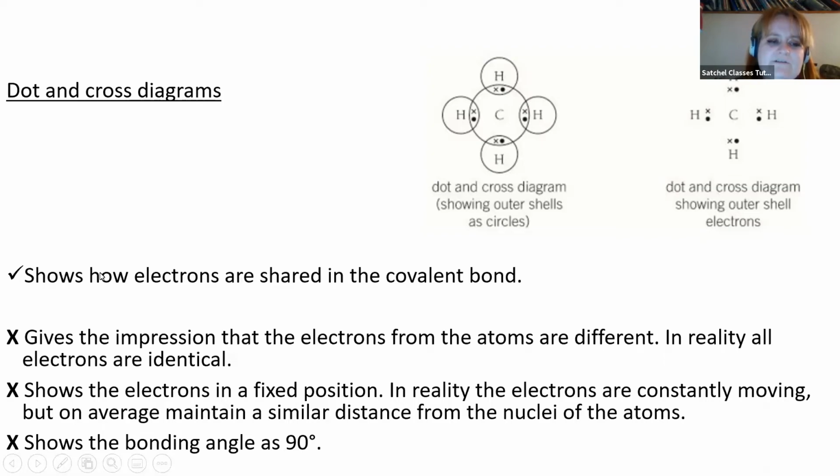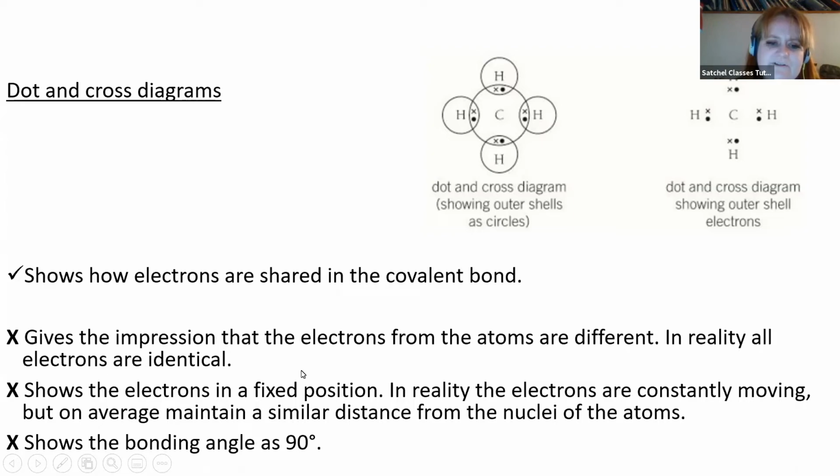A good advantage is that it shows how electrons are shared in the covalent bond. A drawback is that it gives the impression that the electrons from the atoms are different. I mentioned that earlier, so they're not actually different. In reality, all electrons are identical.